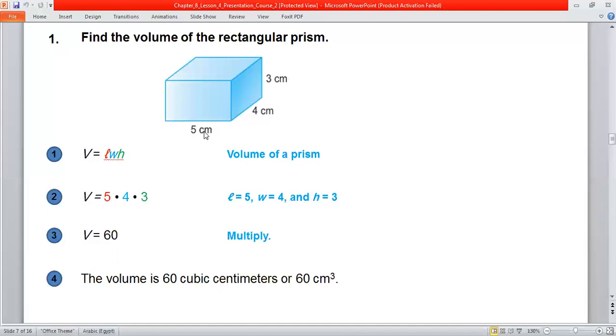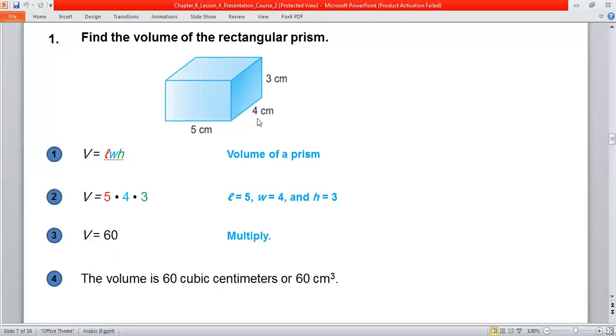So again, Muhammad, be with me. He gives me the volume of a rectangular cuboid, rectangular prism or cuboid. We have the dimensions. The length is the longer, the bigger, Muhammad, is 5. And the width is 4. And the height is 3.